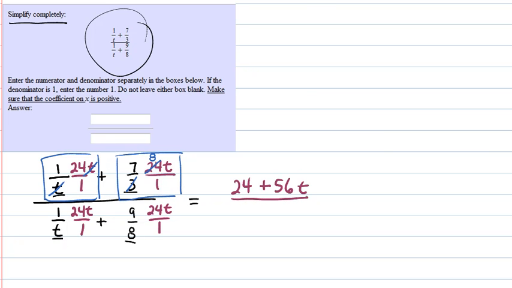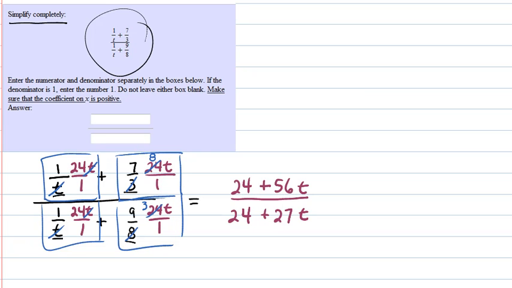Okay. On the bottom, I've got a t that divides out. So there I've got 24. And let's see, on the right hand side on the bottom, I've got 8 that goes into 24 3 times. So there I'm left with 27t.